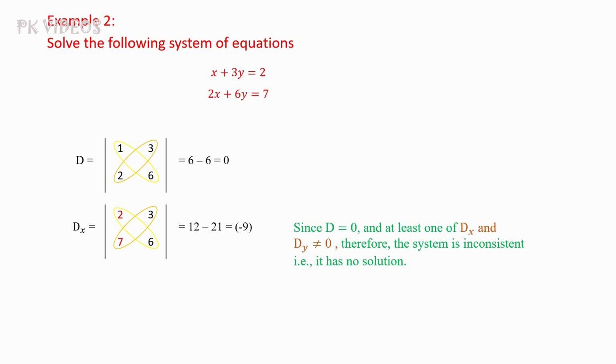Since the determinant is 0 and at least one of dx and dy, here in this case dx, is not equal to 0, therefore the system is inconsistent, that is, it has no solution. From here we can decide that it has no solution, therefore we do not need to find dy.